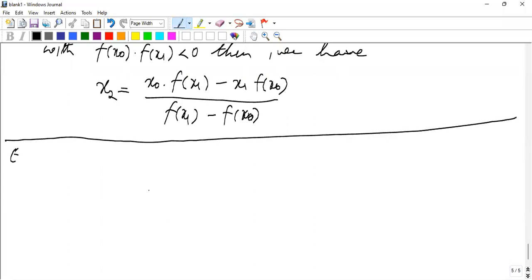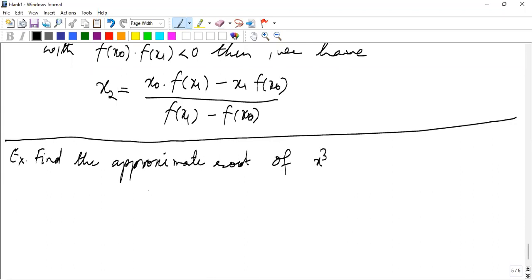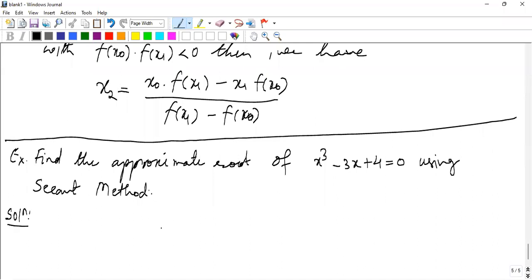Yeah, we'll go for an example. Find the approximate root of x cube minus 3x plus 4 is equal to 0 using secant method. So we'll use secant method. So let us try to understand this.